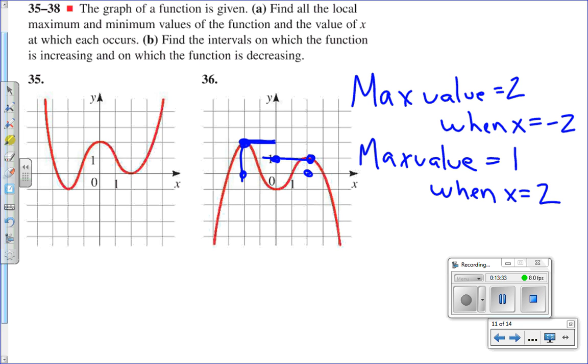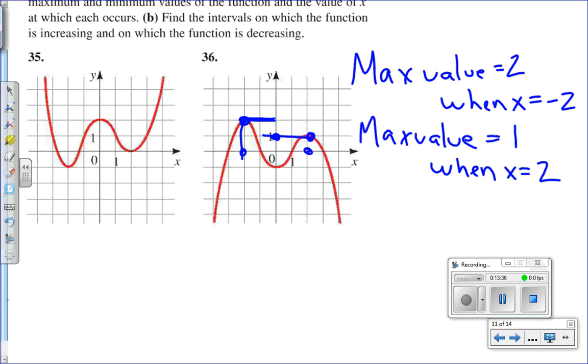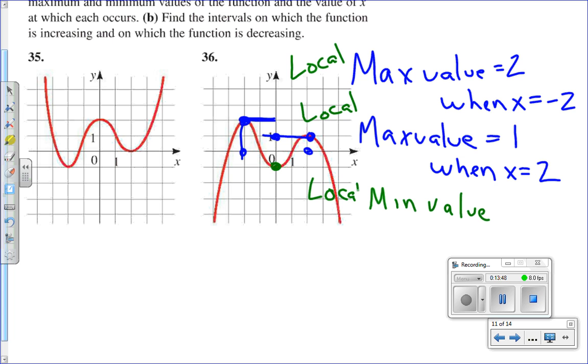All right, I see one minimum value. That's located right here. Once again, we want to be careful. These are all local. There's a local minimum value equal to the y-coordinate. The lowest y-coordinate here, the ordered pair is (0, -1). So that -1 is your minimum value, and that happens when x equals 0.